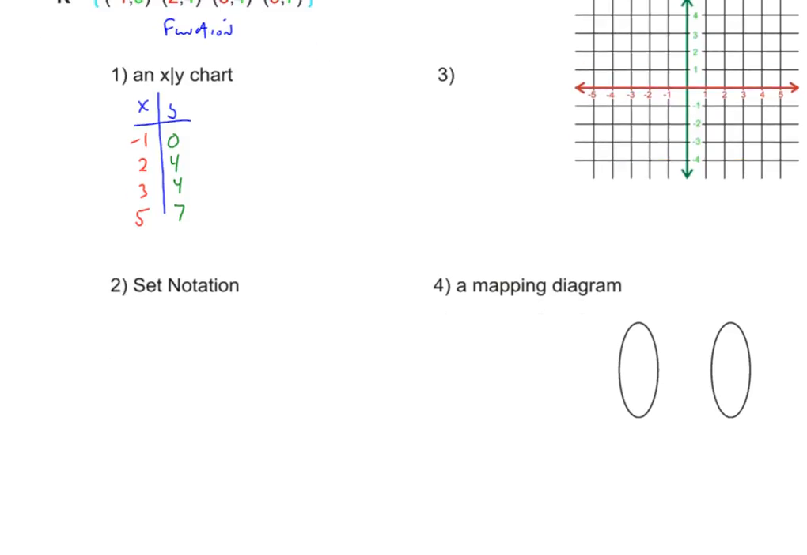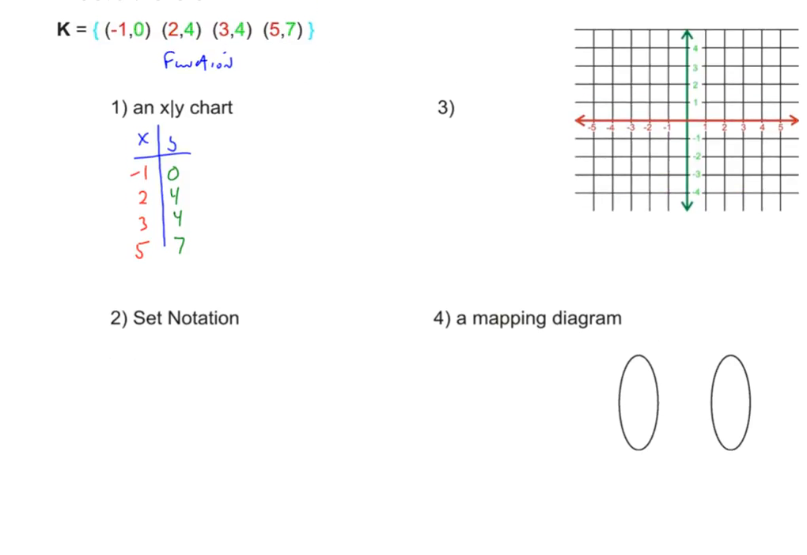Number 2, how would you represent the function as a set notation? Well, it's actually the way it's initially listed. This is set notation in that we're listing the pairs as a set. 2, 4, 3, 4, and 5, 7, and that's how you would list it as a set.